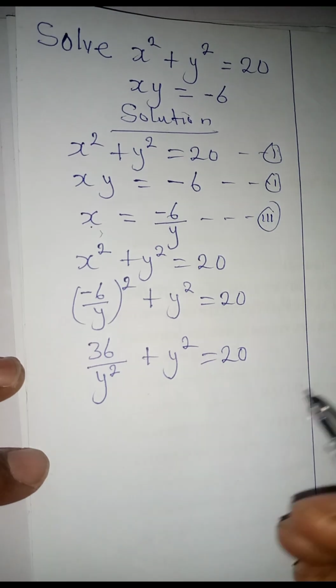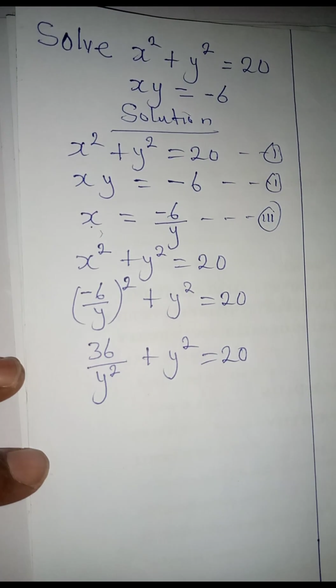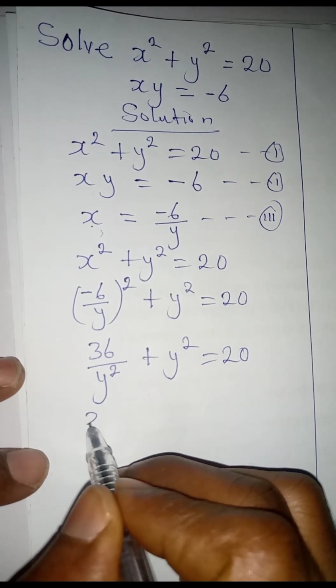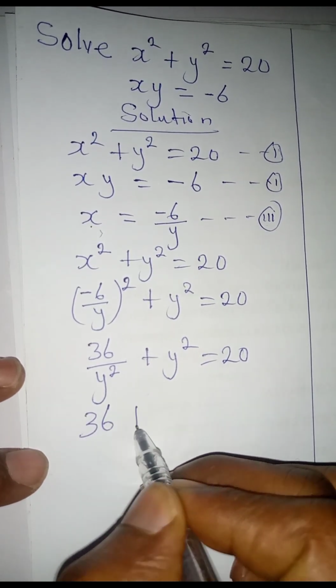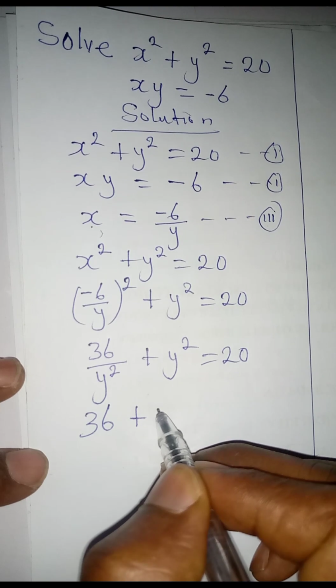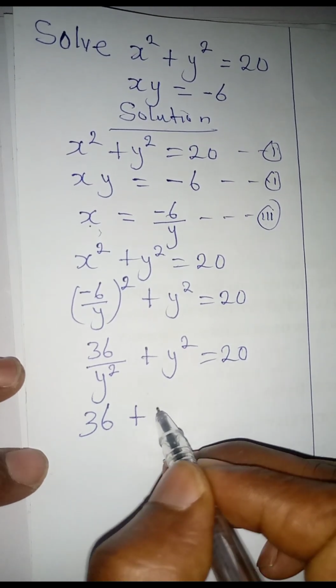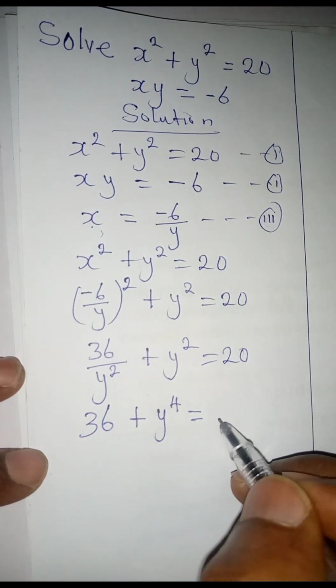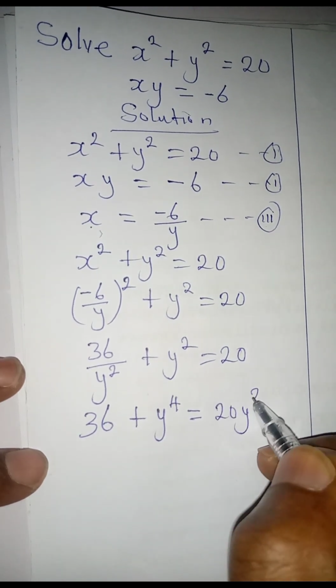Okay, so what do I do from here? I will clear out the fraction, and then to do that, I'll multiply everything by y squared. So y squared will cancel itself from here, plus here, I'm going to have y squared times y squared. That will give us y to the power 4, which will be equal to y squared times 20. That will be 20y squared.